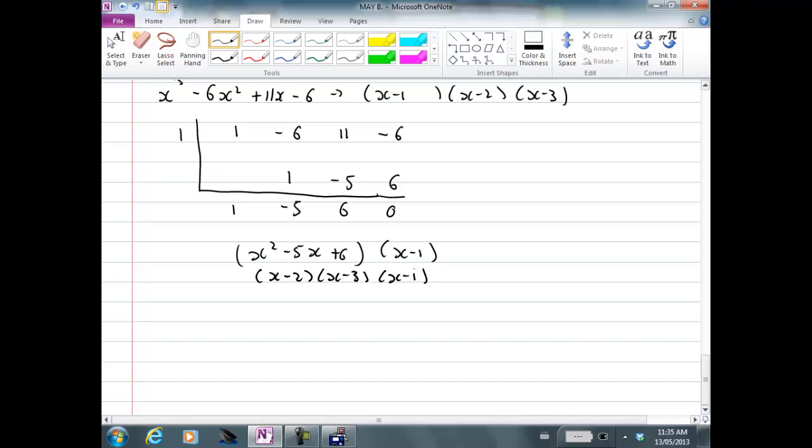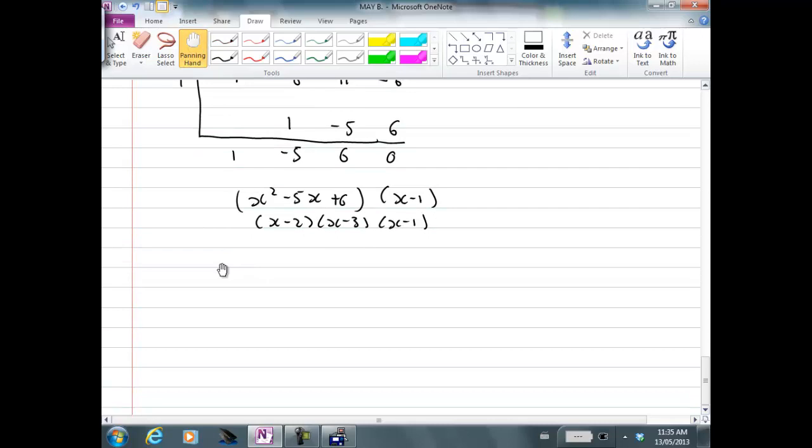Factor fully. I'm going to give you one last one for you to try. I can't do it because now you know the trick to it. It makes it too easy. If you had known the trick how to do it, I should have done the synthetic first.